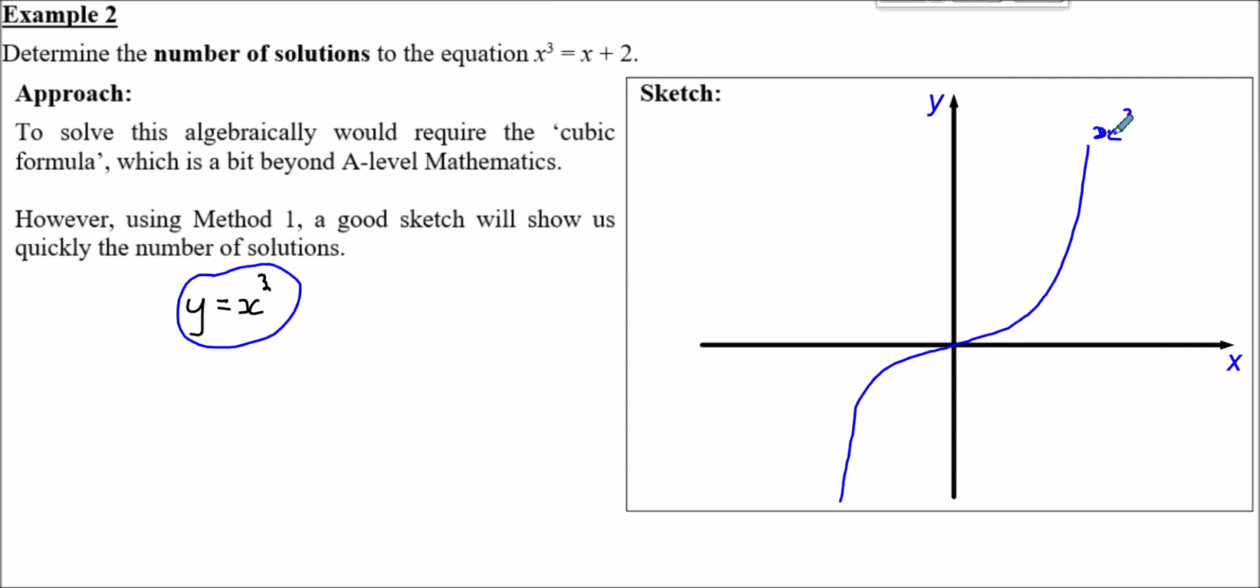Okay. And now what we need to consider is x plus 2. Okay, so if we graph y equals x plus 2, this is much easier to do. Okay, we know what the y-axis intercept is. It's going to have a y-axis intercept at 2. And it's going to cross the x-axis at minus 2.